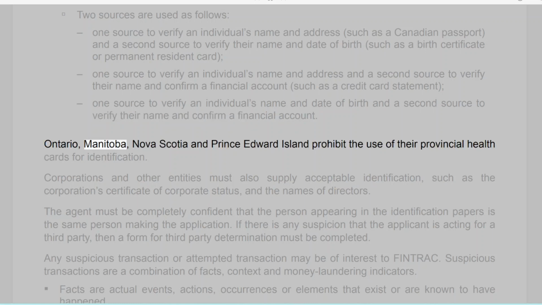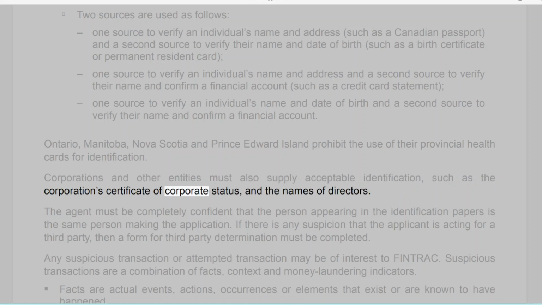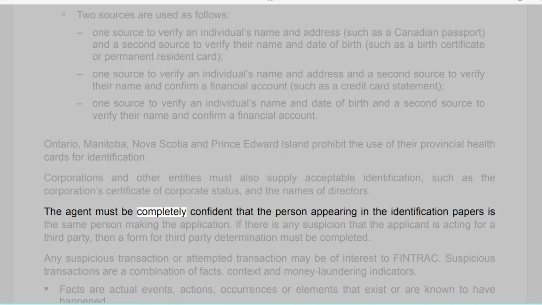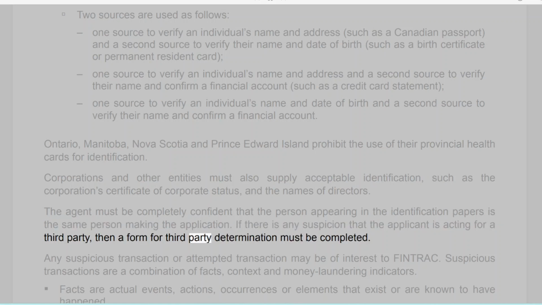Ontario, Manitoba, Nova Scotia, and Prince Edward Island prohibit the use of their provincial health cards for identification. Corporations and other entities must also supply acceptable identification, such as the corporation's certificate of corporate status and the names of directors. The agent must be completely confident that the person appearing in the identification papers is the same person making the application. If there is any suspicion that the applicant is acting for a third party, then a form for third-party determination must be completed.